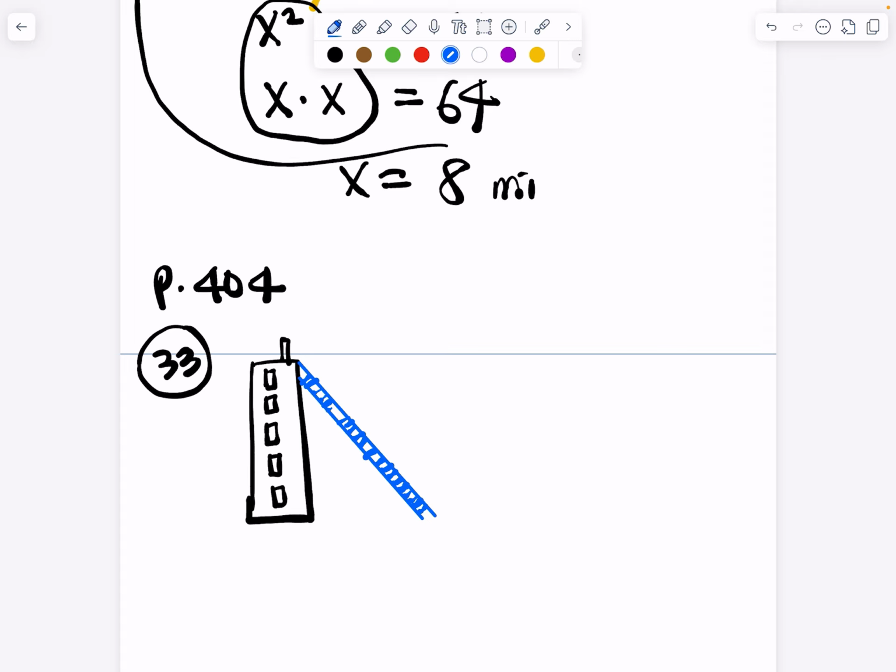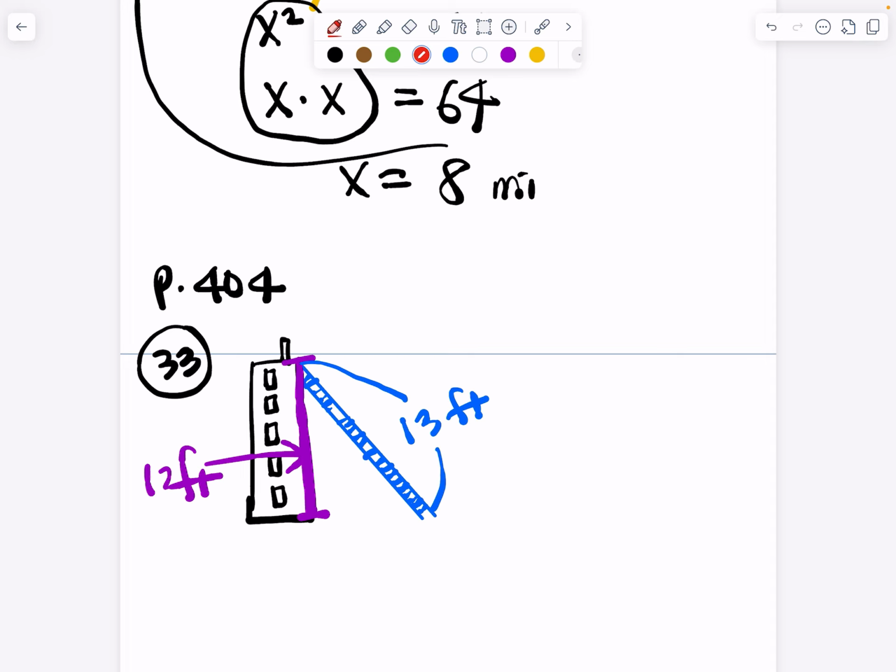It says we're doing number 33 on page 404. A ladder leans against the side of a building, which as I drew, reaching a height of 12 feet. What does that mean? This height right there, that is 12 feet. Okay? If the ladder is 13 foot long, what does that mean? This side right here is 13 feet. That's what it means.